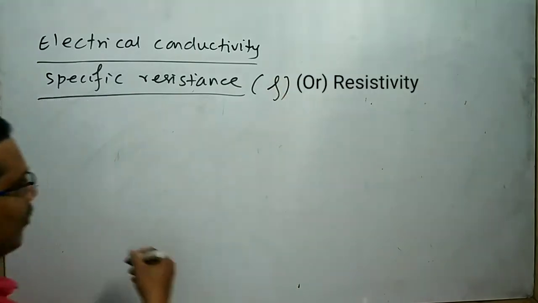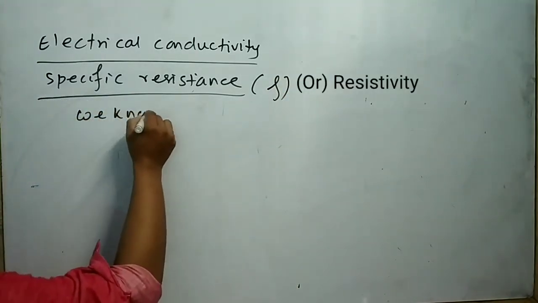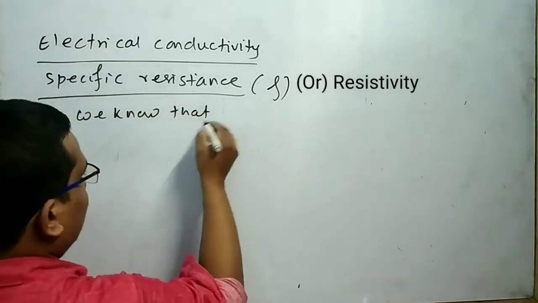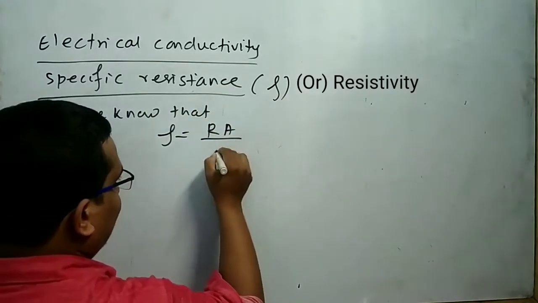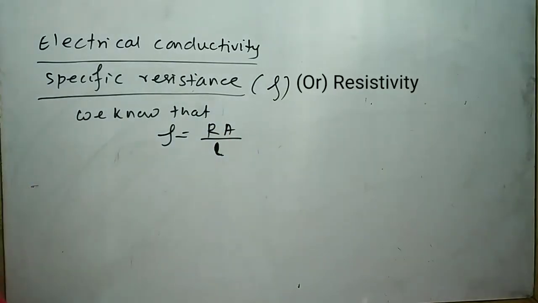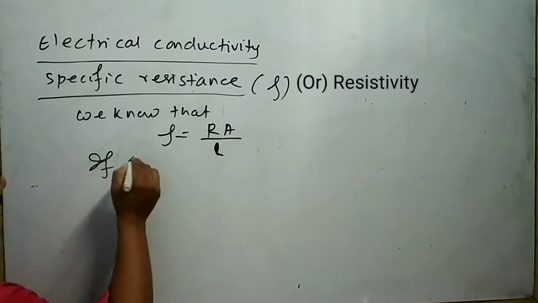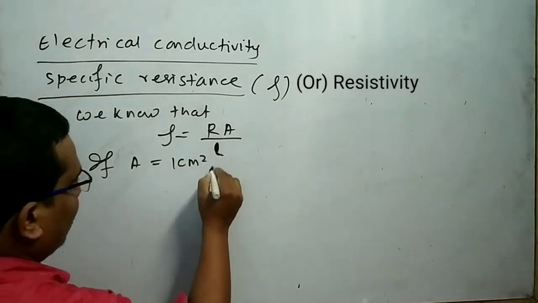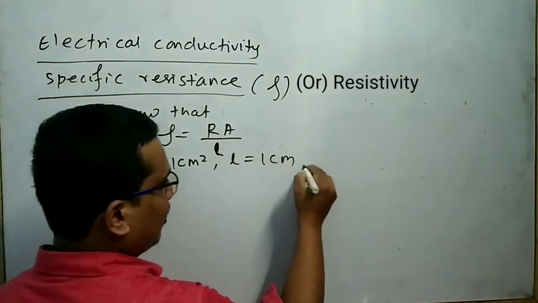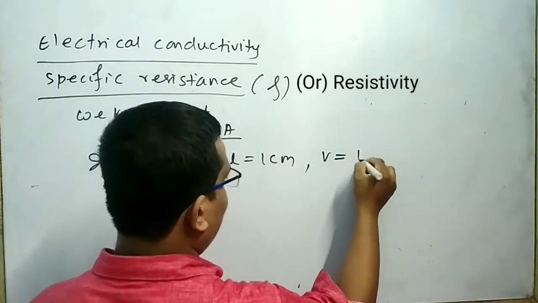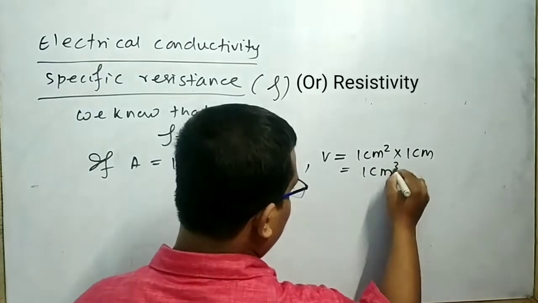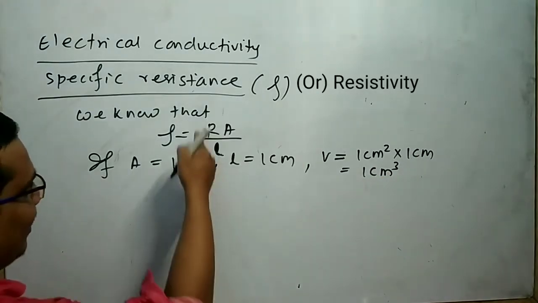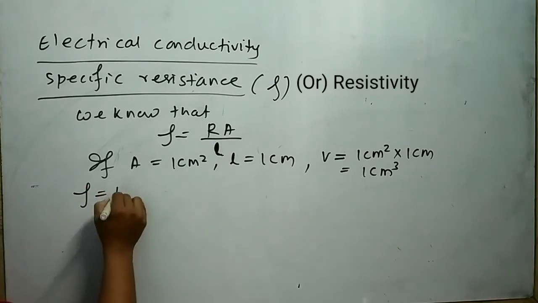Next I will explain the specific resistance, denoted by rho. We know that rho is equal to R A by L. This is the formula for the calculation of specific resistance. If A is equal to 1 cm square and L is equal to 1 centimeter, then the volume V is equal to 1 cm square into 1 cm, which is 1 cm cube. Put the value of A and L in this equation, then rho is equal to R.